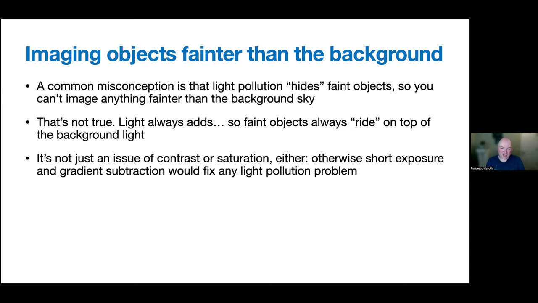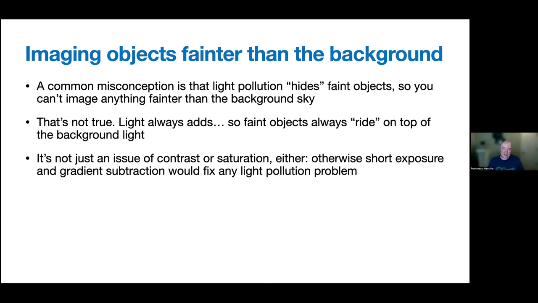There is a common misconception that I'd like to fight here, that we cannot image objects that are fainter than the background because light pollution hides your faint object. Well, if you think about it, that doesn't really work that way. Light always adds. So even a faint object would always ride on top of the background light, not under the background. If you have a background sky that gives you one photon per second per pixel, and you only get half a photon per second per pixel from an astronomical object, you're still going to have 1.5 photons per second per pixel if you're imaging the object. So there's always additional light.